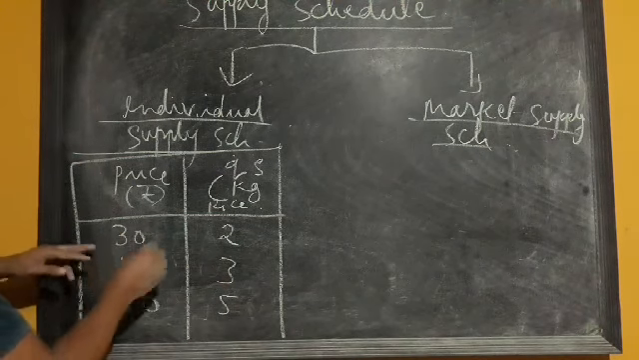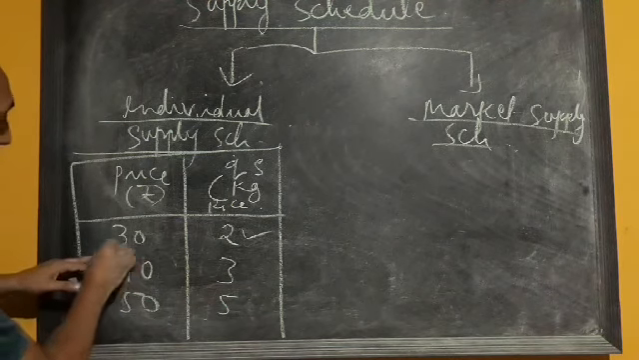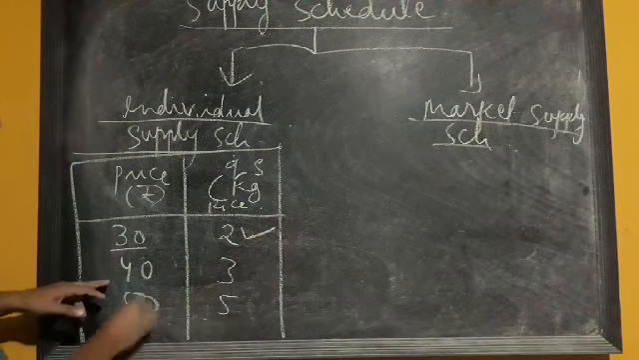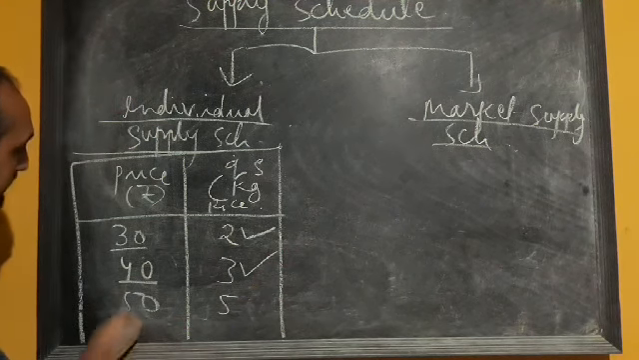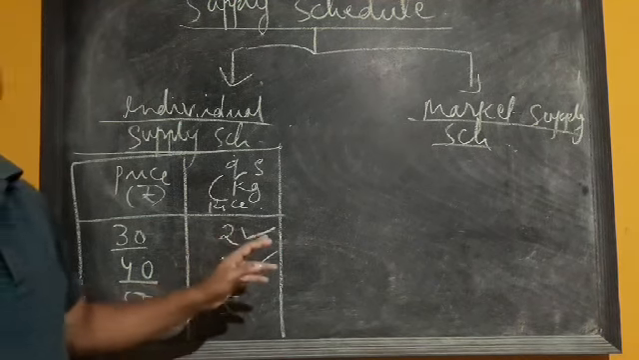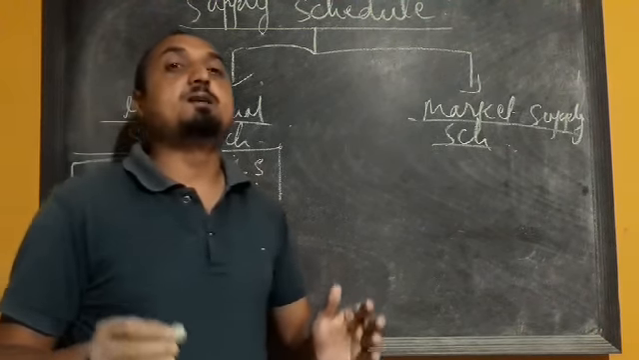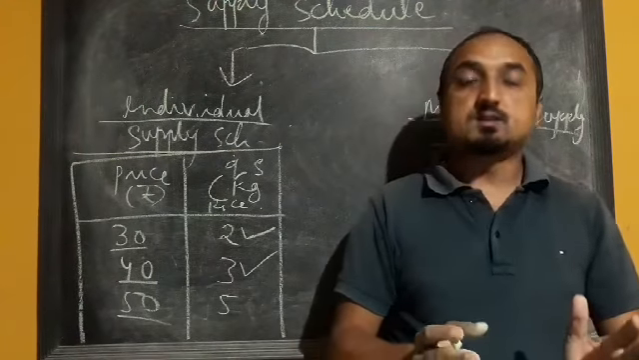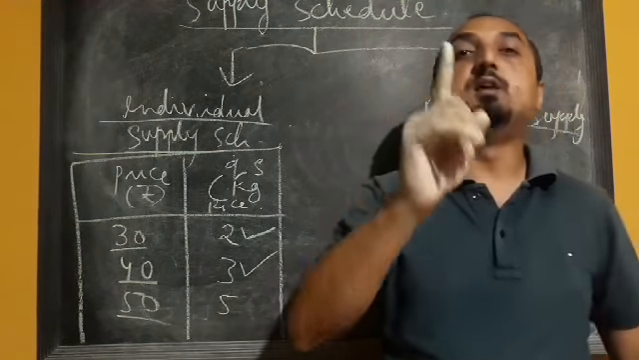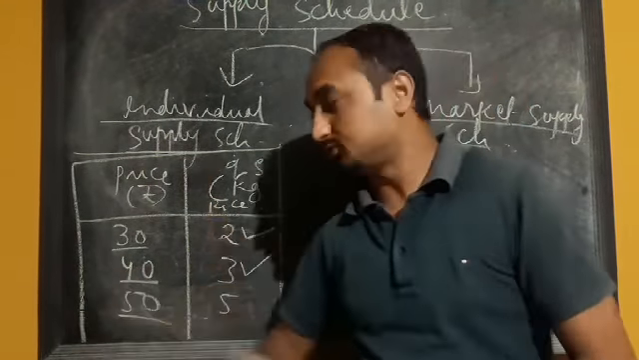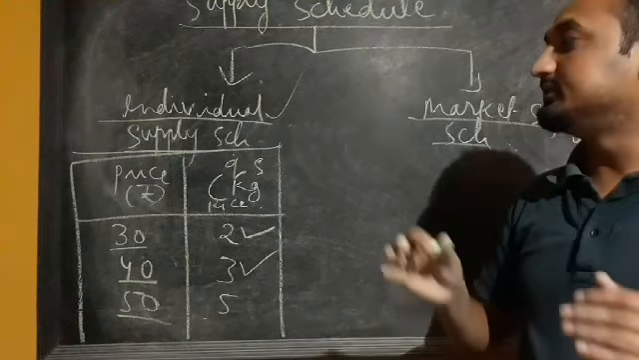So here we can see the various quantities of a commodity being supplied at different prices. When price is 30 rupees, quantity supplied is 2 kg. When price increases to 40 rupees, quantity supplied increases from 2 to 3 kg. Similarly, when price increases from 40 to 50, the quantity supplied of rice increases from 3 to 5 kg. So an individual supply schedule is a tabular statement in which the different quantities of a commodity are supplied by a single or individual producer at different prices. That concept is called individual supply schedule.